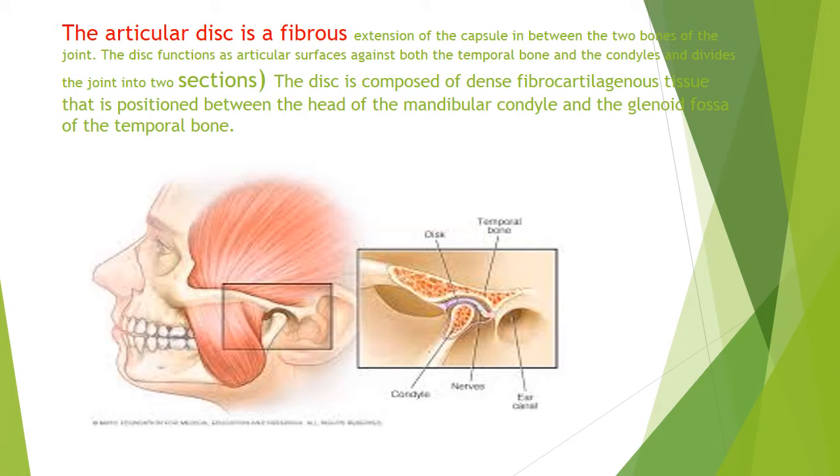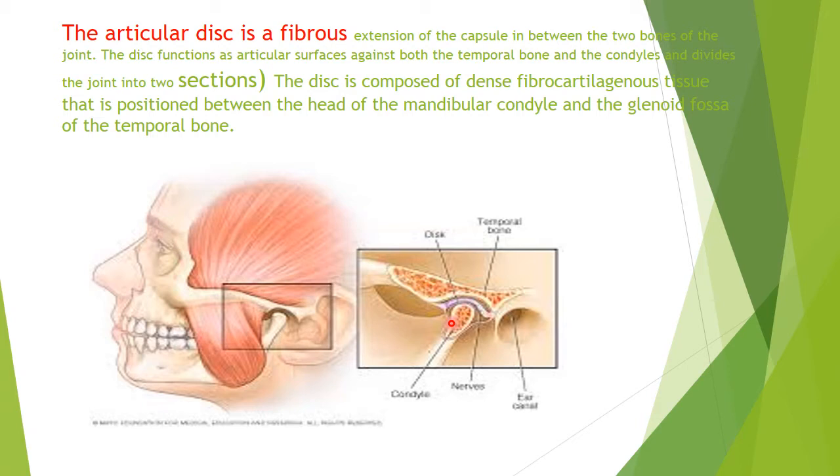Let me give you more idea regarding the articulating disc, which is a fibrocartilaginous tissue, considered an extension of the capsule in between the two bones. The disc provides an articulating surface against both the temporal bone, as we are going to see in this area, and the condyle, and divides the joint into two sections.